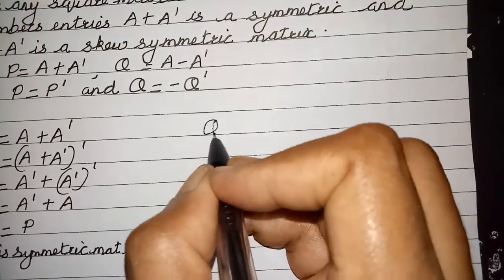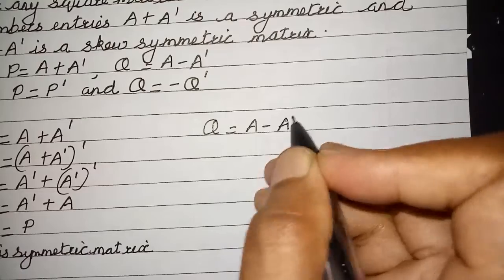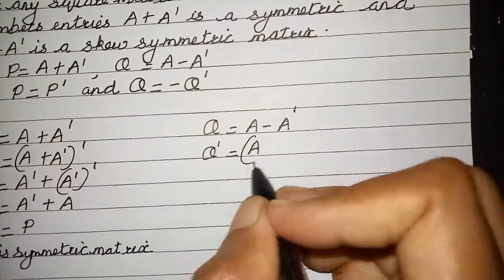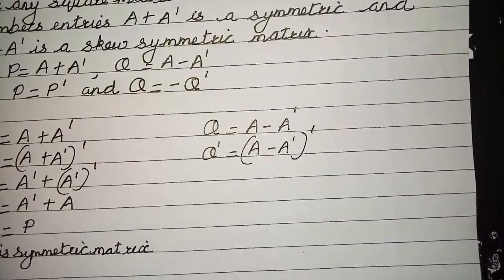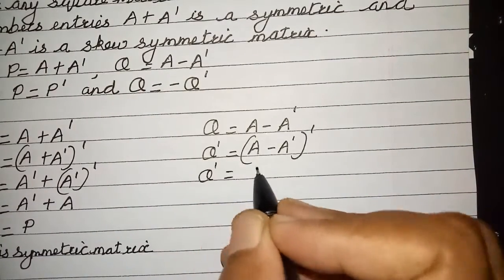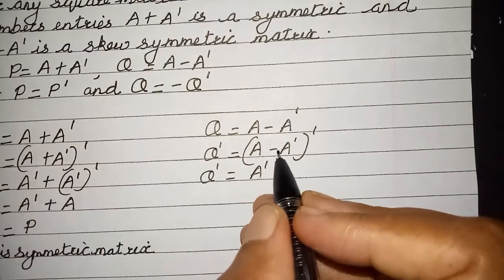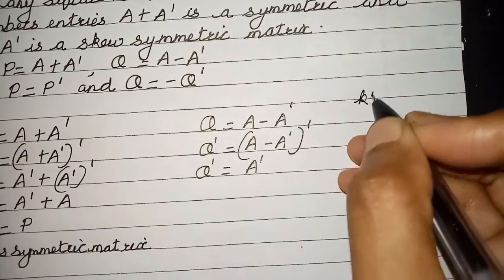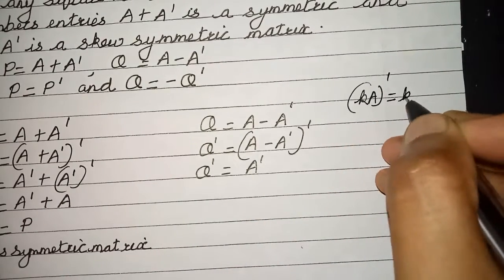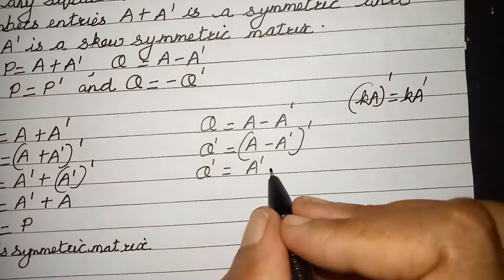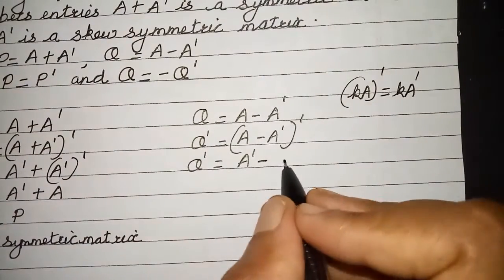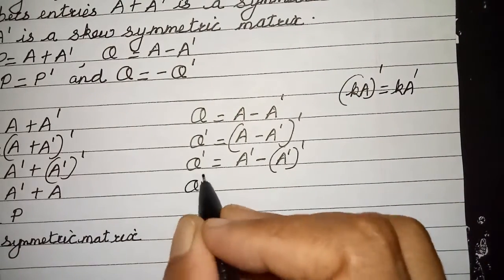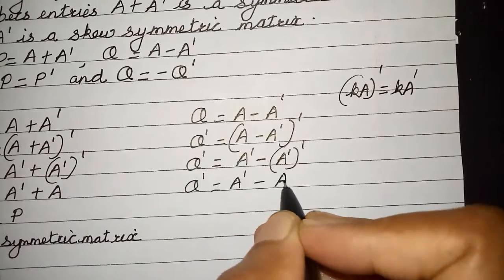Alright. Now come to the second part. Let's start with Q. Now Q is defined as A minus A dash. Okay. So now what will be Q dash, children? It is A minus A dash transpose. Now Q dash will be equal to A dash minus A dash dash. Now this minus is nothing but, children, minus 1. So you know that property, children: transpose of K times A is K times A dash. Yes. So now what will happen? Minus sign will come outside and this will be A dash dash. That means transpose.